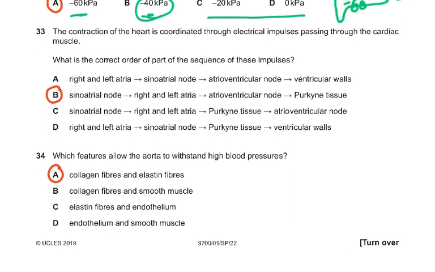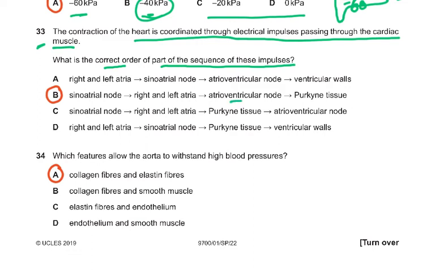Next, coming to question number 33. The contraction of the heart is coordinated through electrical impulses passing through the cardiac muscle. What is the correct order of sequence of these impulses? You know it has to be sinoatrial node, right and left atria, atrioventricular node, and then the Purkinje tissue. Where it went wrong is sinoatrial node, right and left atrium, Purkinje, and then AV node. That was wrong.